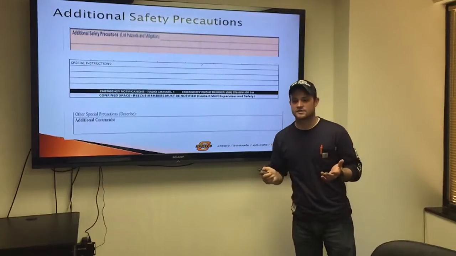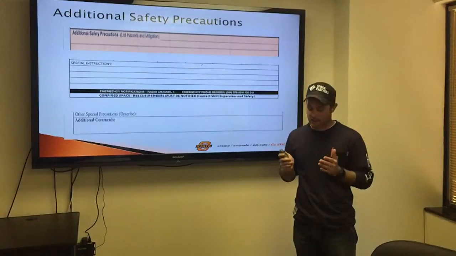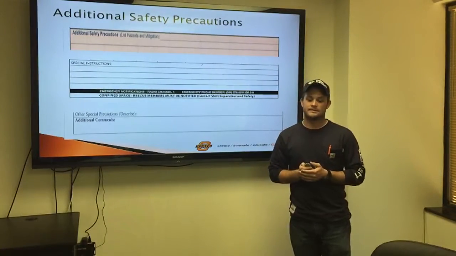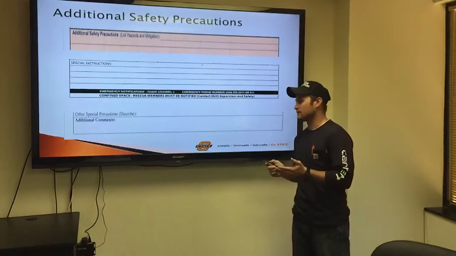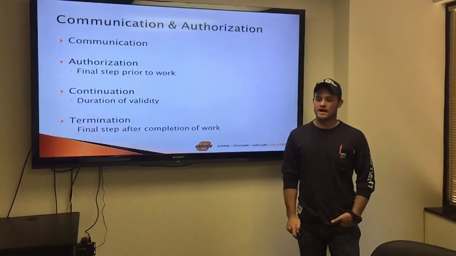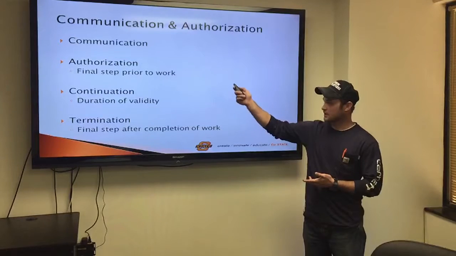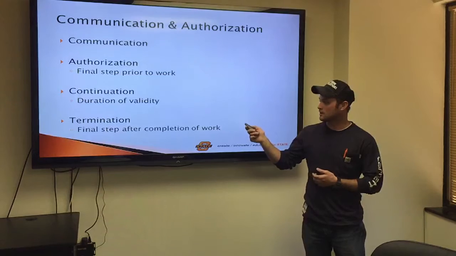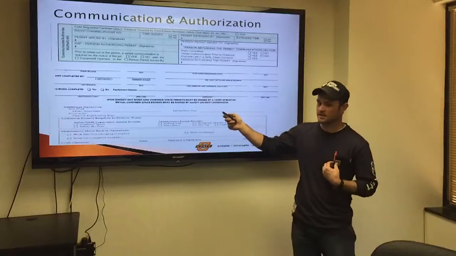This is a brief slide. Additional safety precautions. They're necessary for any job not necessarily contained within the permit, but that the facility or the company deems necessary to be permitted. It could also be supplementary information of hazards if they're not included in any of the previous sections that I've listed. Then the final step is communication and authorization. And obviously, communication, authorization, final step prior to work, continuation, and termination. These are the 3 examples of that.